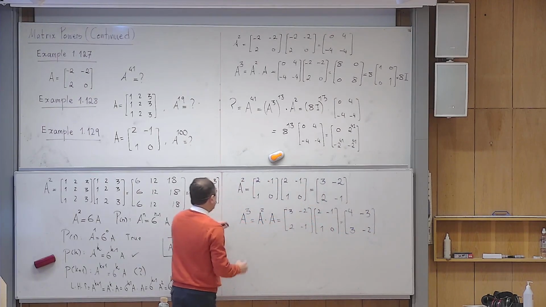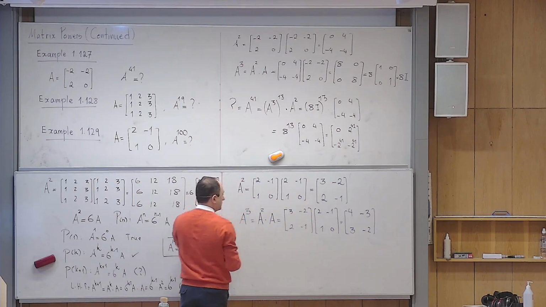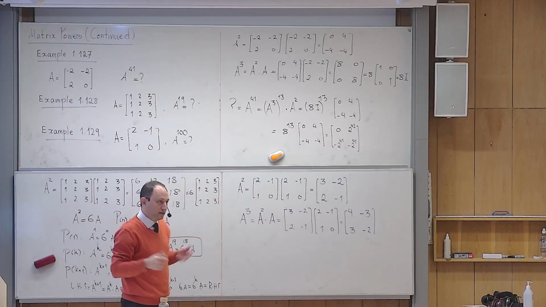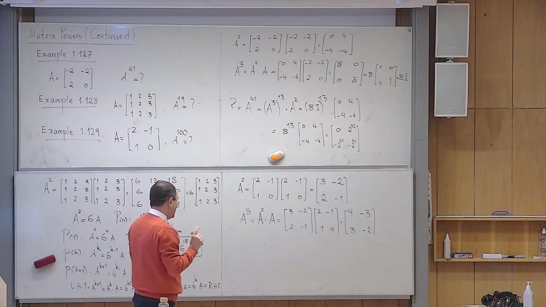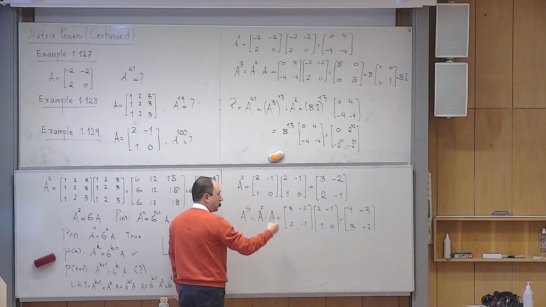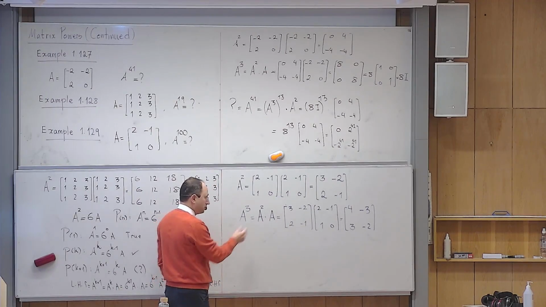So A to power 1 was this matrix, A to power 2 becomes that matrix, A to power 3 becomes this matrix. I'm not saying it might be, you can see a pattern. And even if you see the pattern, there is no guarantee that this pattern continues unless you can prove that the pattern is working for all possible values. Can you see the pattern?